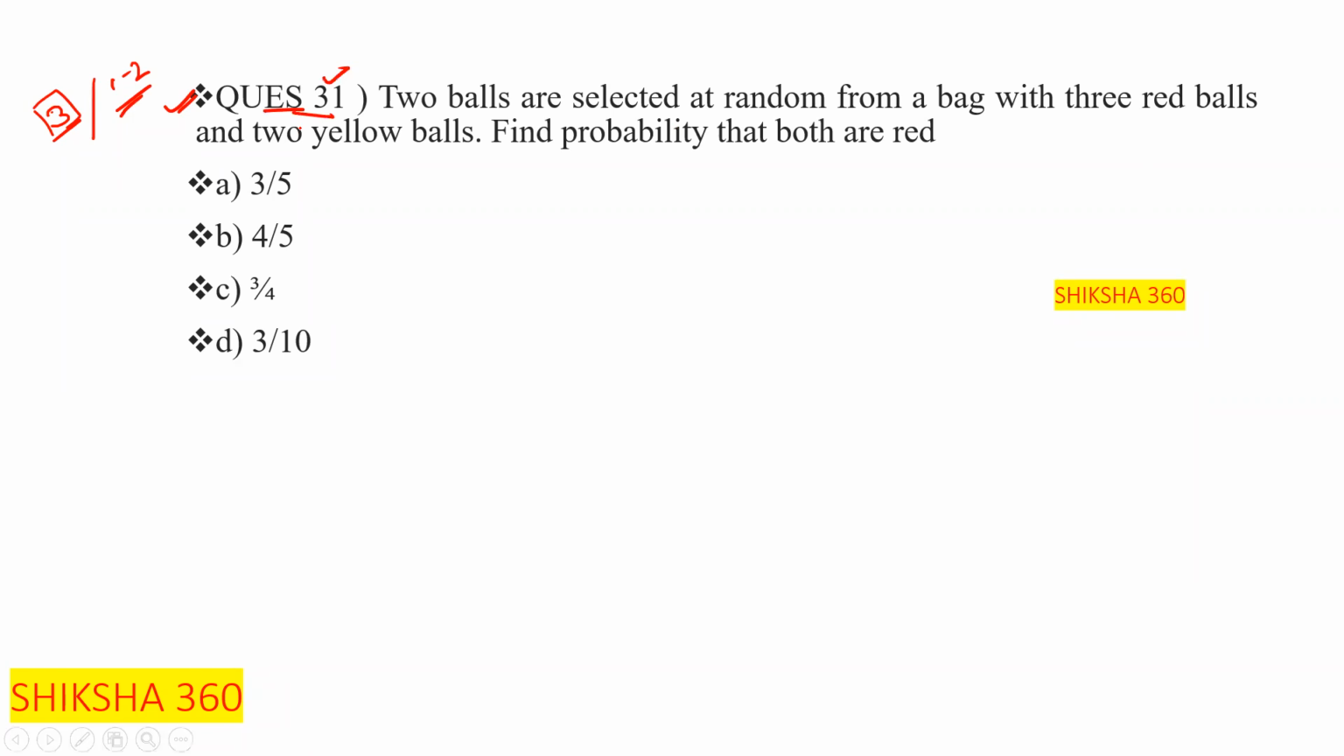Question number 31. 2 balls are selected at random from a bag with 3 red balls and 2 yellow balls. Find the probability that both are red.